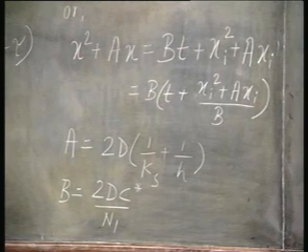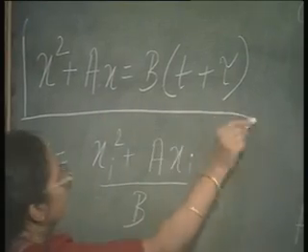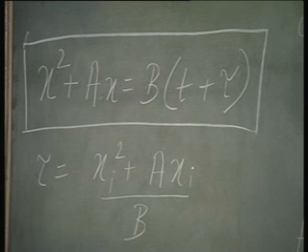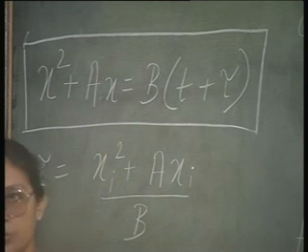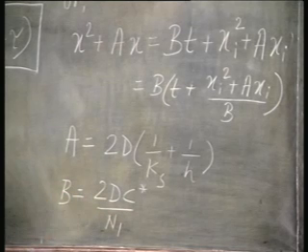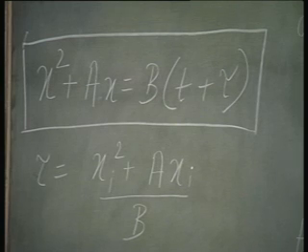So, this is my final form: x square plus Ax is equal to B into (t plus tau), where A is 2D into (1 upon Ks plus 1 upon h), B is 2D C star by N1, and tau is xi square plus A xi divided by B.